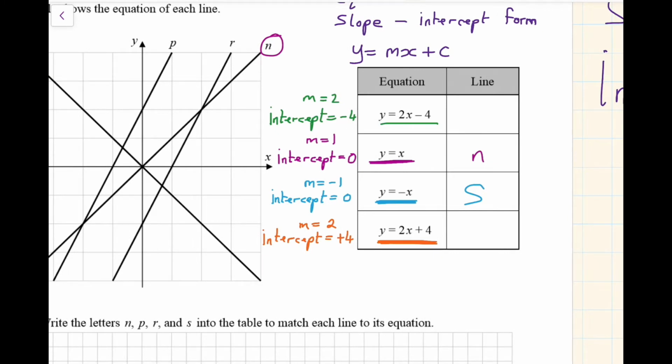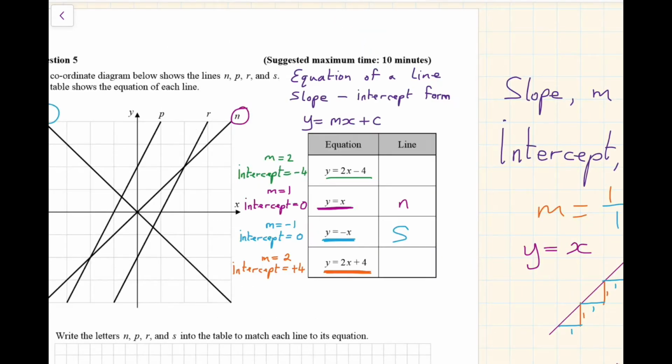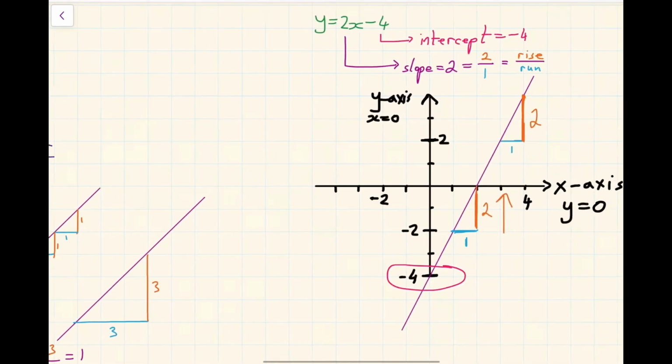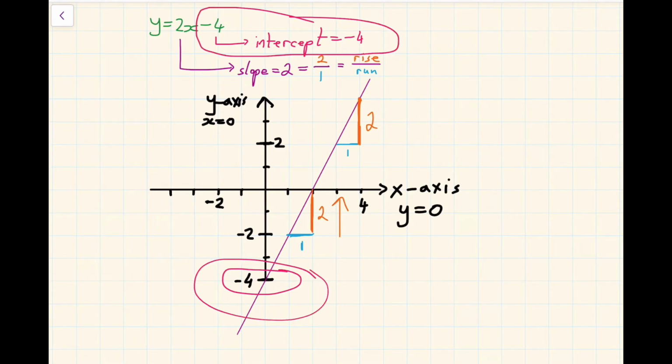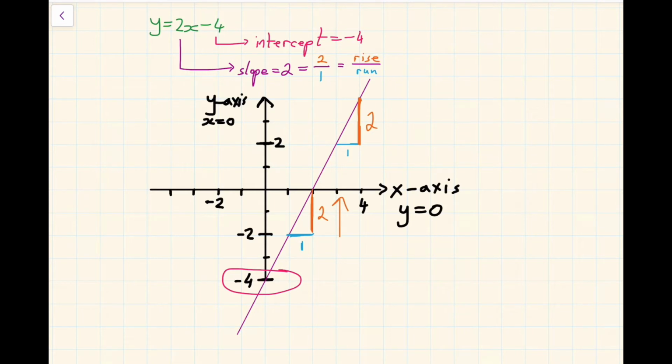Now they both have a slope of 2. Looking at our green line there, or our orange line, what does the slope of 2 look like, and so on. Let's have a little peek at a diagram. So good to look at the intercept first. We've highlighted that in pink. So the intercept there is the -4, and that's down the bottom there. That's where it crosses the y-axis. So the intercept is kind of simple enough.